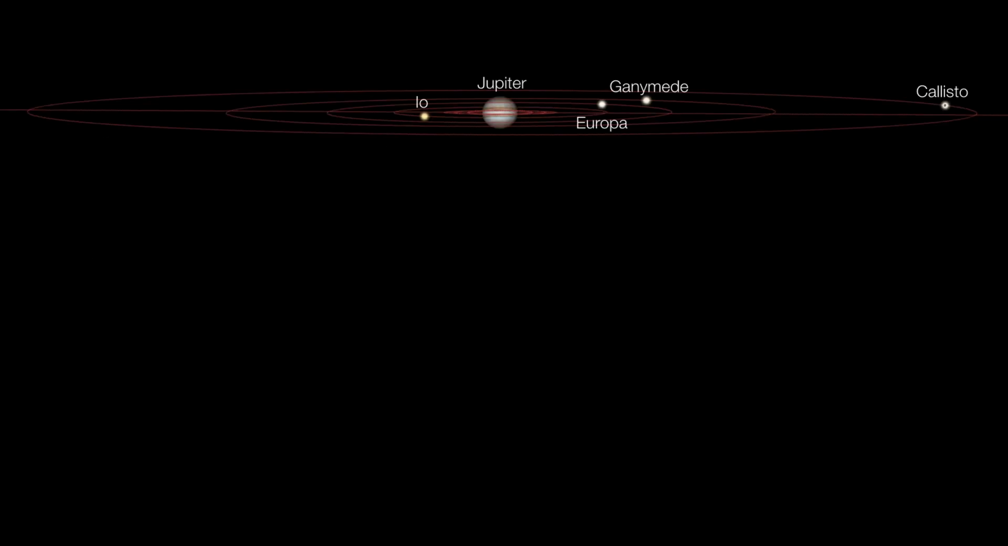Let's examine the Galilean satellites of Jupiter. These four moons are Jupiter's largest moons, and they all share a common backstory. Namely, they all formed when Jupiter was forming. So you can imagine this as a kind of miniature solar system.